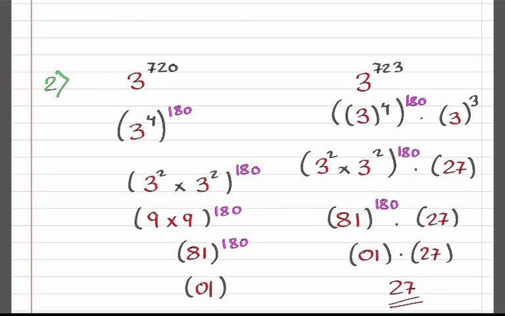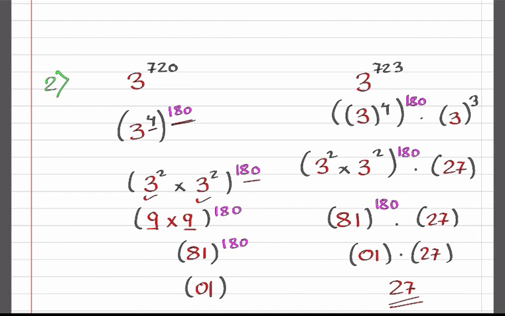Let's take 3 raised to 720. I need to find out the last two digits of this. I only know the trick for numbers ending in 1, so I make 3 end in 1. Which power of 3 gives me 1? 3 power 4. So I write it as 3 raised to 4 into 180, because 180 into 4 is 720. Now how do you write 3 raised to 4? 3 square into 3 square, raised to 180. What is 3 square? 9. So 9 into 9 raised to 180, which is nothing but 81 raised to 180. Now my problem is solved.